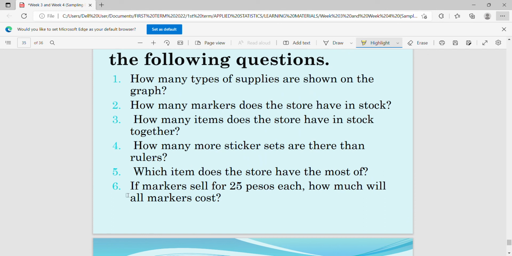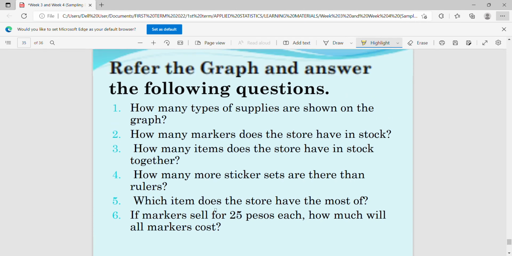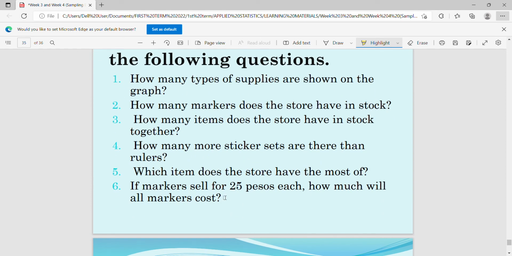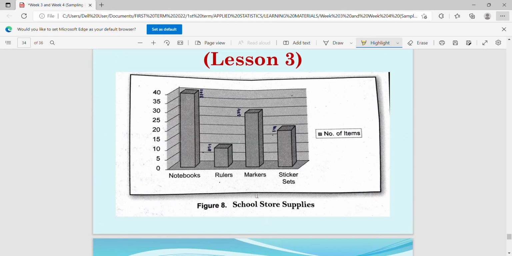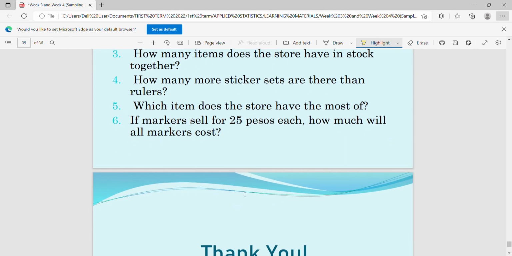Number 6, if markers sell for 25 pesos each, how much will all markers cost? You're just going to multiply 25 pesos to the markers, which is 29. The product will be the amount of the markers.